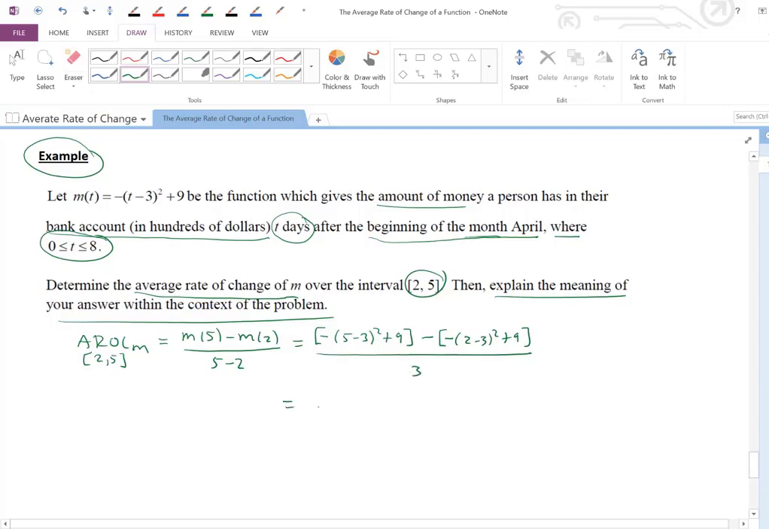And then that first part, 5 minus 3 is 2. 2 squared is 4, so that's a negative 4 plus 9. And then minus the quantity, 2 minus 3 is negative 1, squared is 1, so it's a minus 1 plus 9, all over 3, which is 5 minus 8 over 3, or negative 3 over 3. Of course, that simplifies to negative 1.